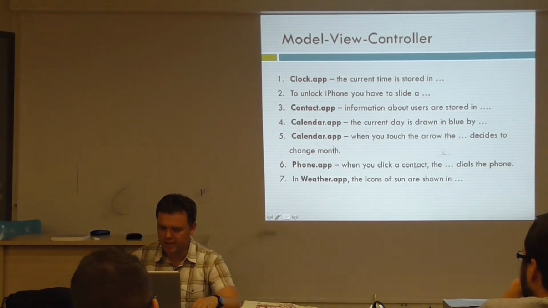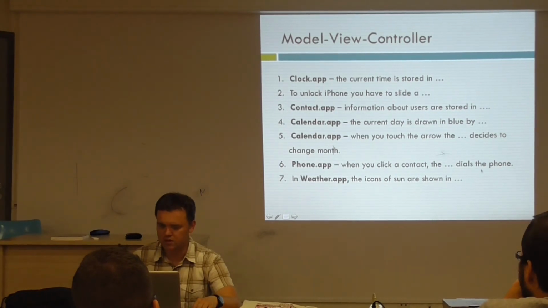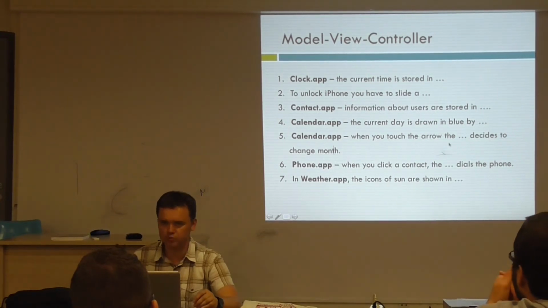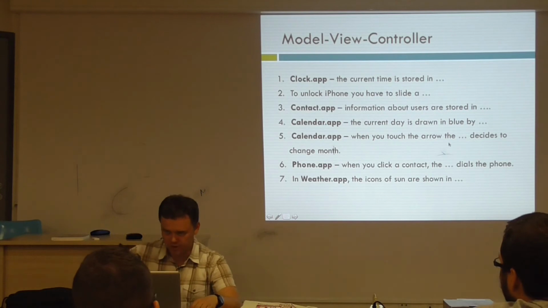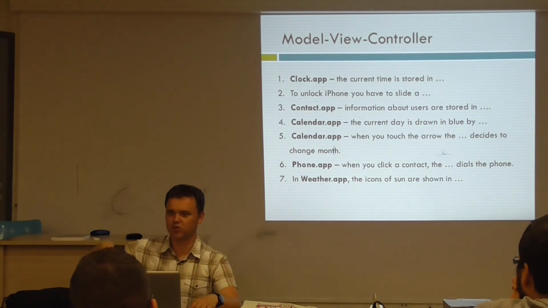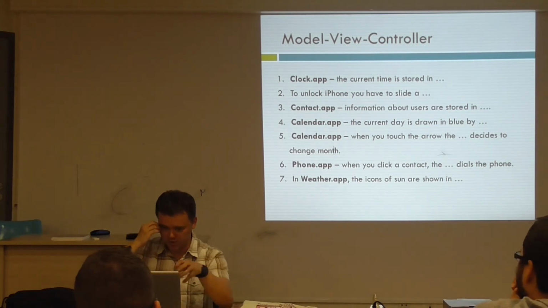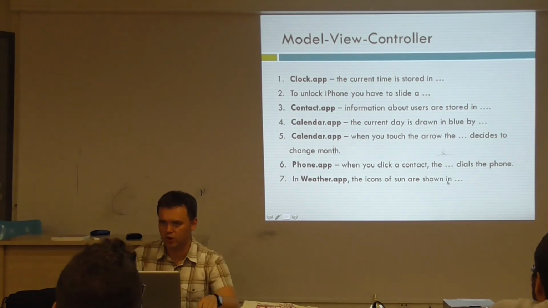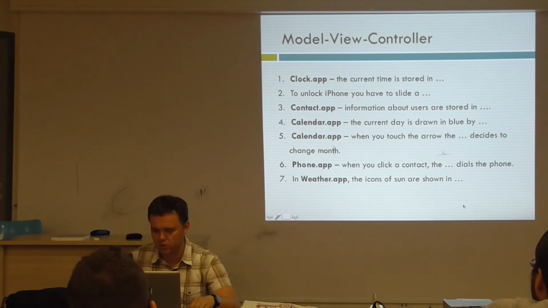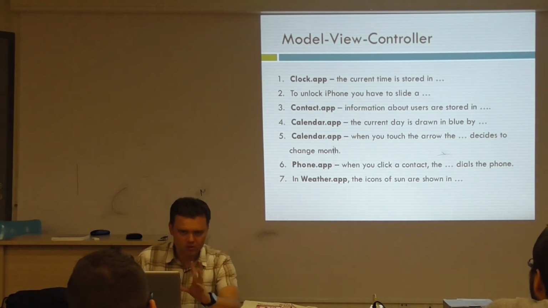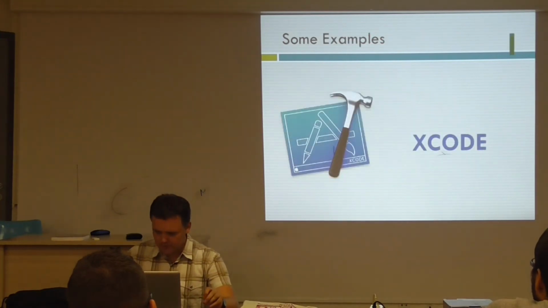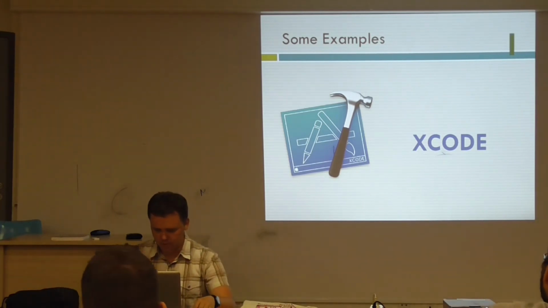Phone application. When you click a contact, what is responsible for the phone? Controller. So this is content, but it's associated. So okay, we can connect one to another. Okay, in web application, the icon of the sun is shown in, of course, you know that is view. Good. Okay, so you know what is model, what is view, and what is controller. And now some elements, simple elements about Xcode.